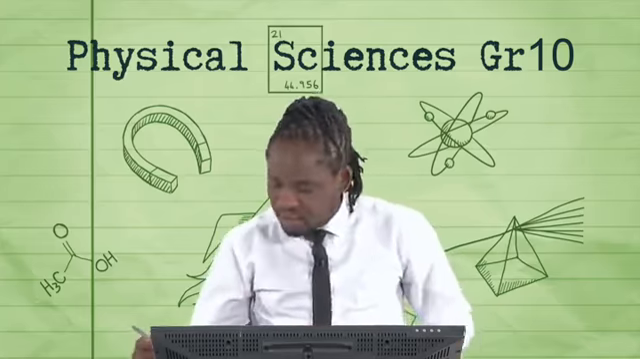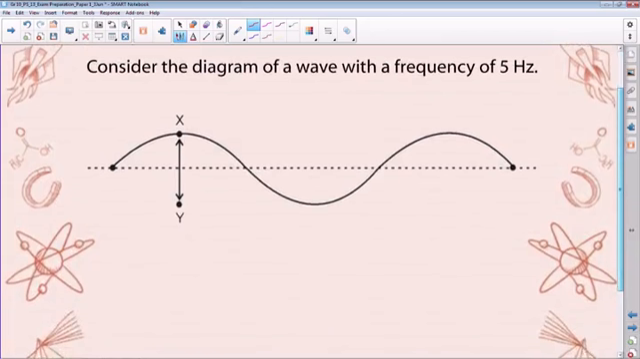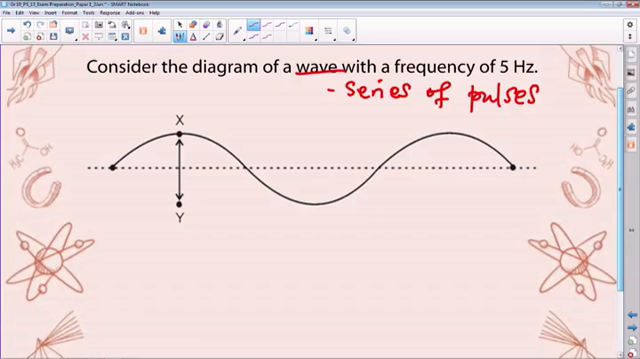Right, this one is based on sound, wave, and light. Very interesting section that we did. It says, consider the diagram of a wave. Why exactly do we call this a wave? Because it's a series of pulses, so many pulses repeated with a frequency of 5 Hz.